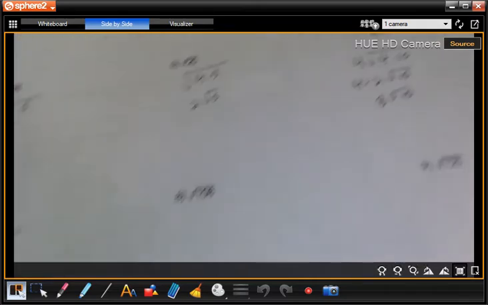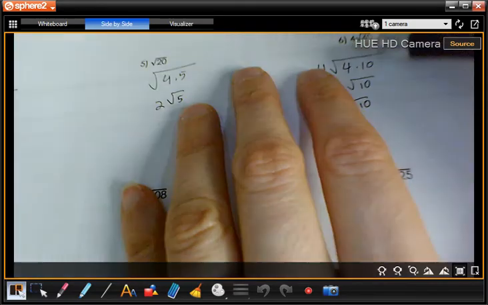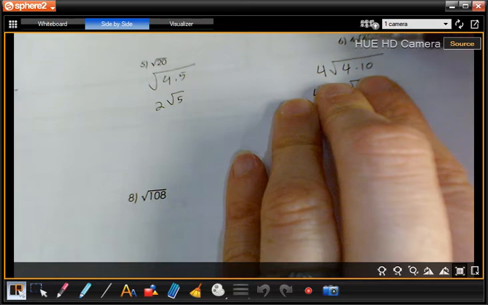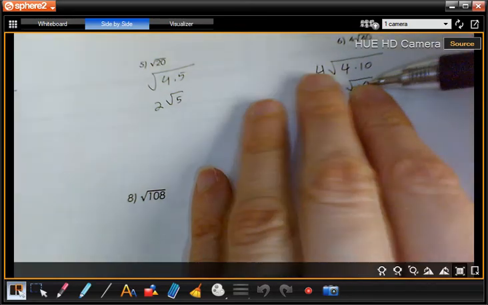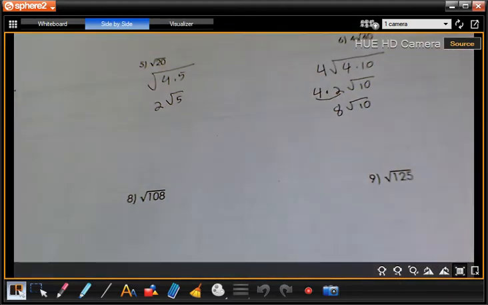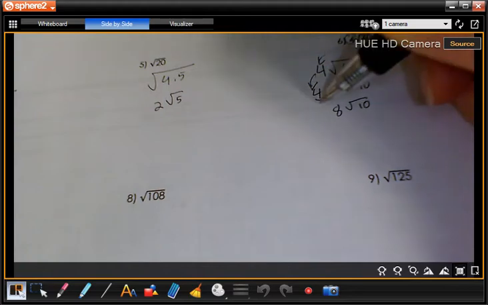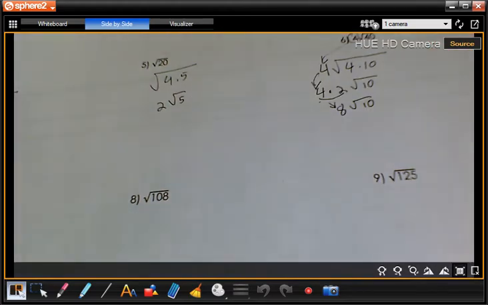For number 6, just bring it down. So I'm bringing it down but ignoring it. 40 is 4 times 10, right? Square root of 4 is 2, so I brought the 2 out, I brought the 4 down, and now I just multiply those together. That's it. So that 4, I brought it down, and then I multiplied them together to give me 8. Because the 4 is saying 4 times the square root of 4.